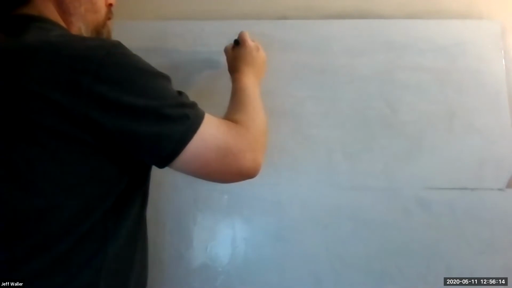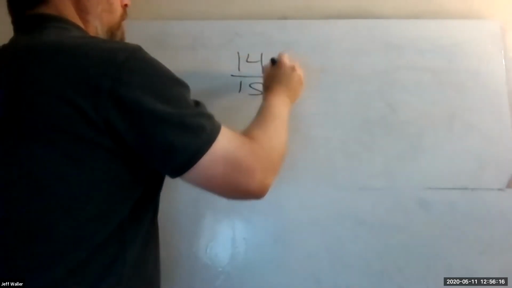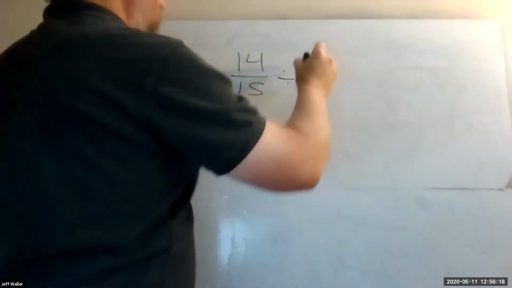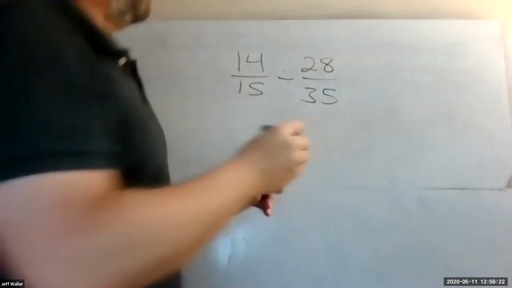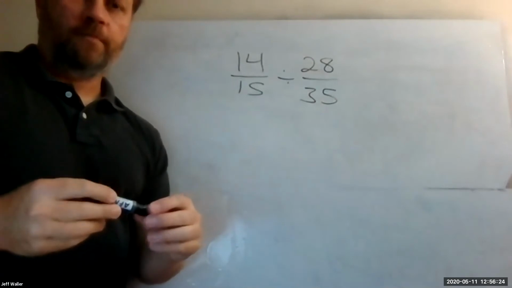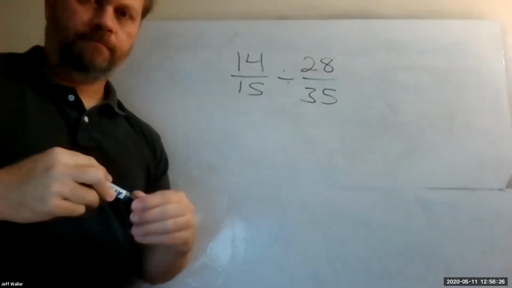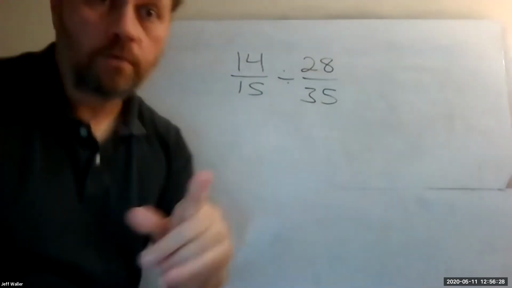So somebody help me out. How would you do this problem here? You can do it, Jeff. Well, I like that problem. It's gross. Flip. Remember, 28 and 35.